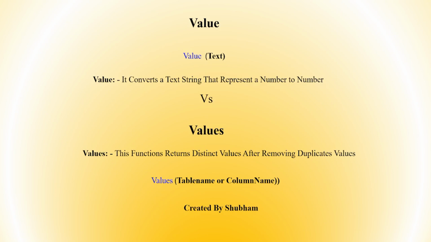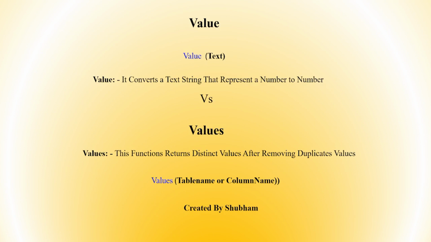And here under this playlist, we are going to cover only DAX differences in detail, which are majorly asked in interviews. In the previous tutorial, we studied the difference of union, intersect and except. I hope now you are clear with the difference of union, intersect and except. And in today's tutorial, we will talk about one more DAX difference: value versus values.